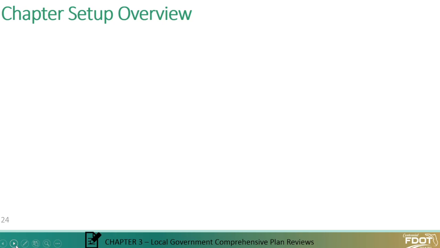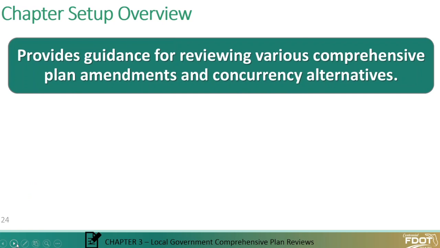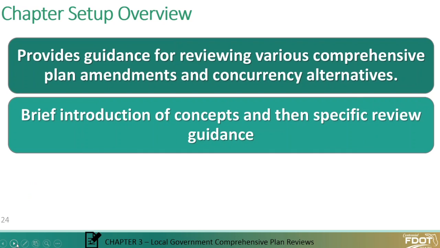Chapter 3 is first set up to provide guidance regarding comprehensive plan amendments and concurrency alternatives. Each section within Chapter 3 provides a brief introduction of those concepts for specific topics, and then gives more additional detail to help reviewers as well as interested parties understand different topics like sector plans, rural land stewardship areas, things like that.